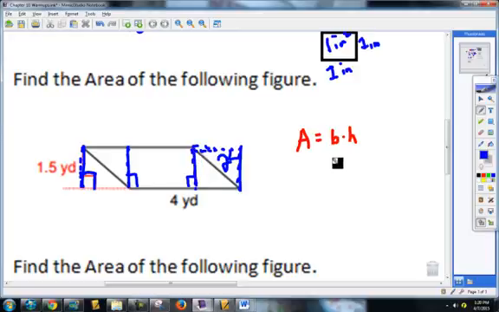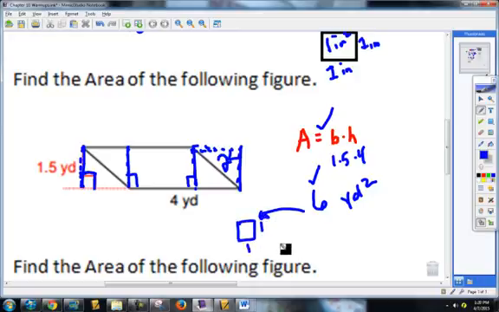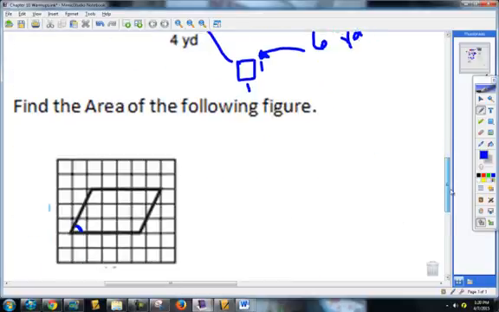Yeah. So basically, I know that it's going to be 1.5 times 4, or 4 times 1.5. It doesn't matter. Okay. You're going to end up getting 6. That's the second point. And then the final point would be yards squared. So what does that mean again? Well, that means that there would be 6 of those 1 yard by 1 yard squares that it would take to cover that.